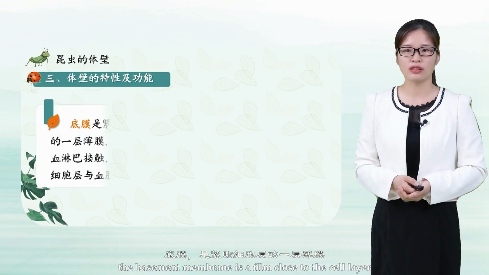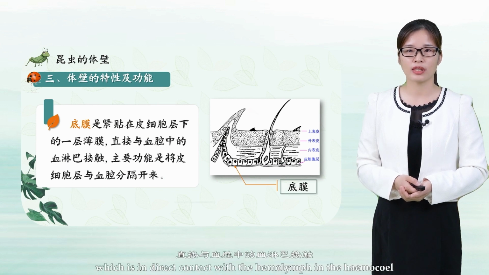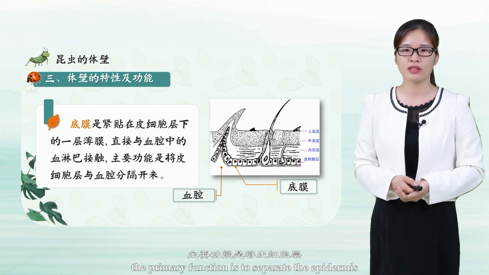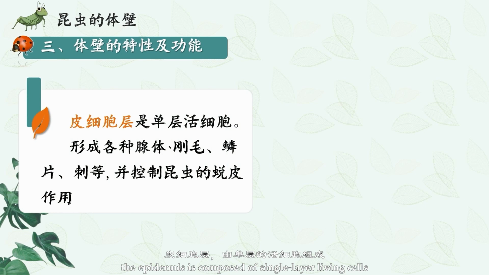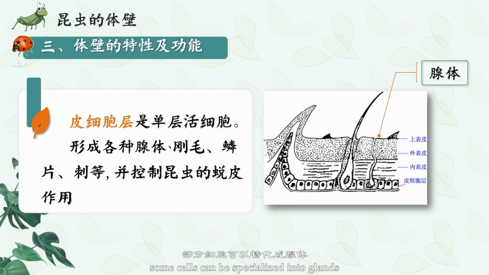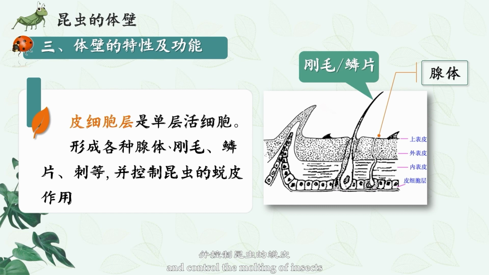The basement membrane is a film close to the cell layer, which is in direct contact with the hemolymph in the hemocoel. The primary function is to separate the epidermis from the hemocoel. The epidermis is composed of single-layer living cells. Some cells can be specialized into glands, bristles, scales, etc., and control the molting of insects.